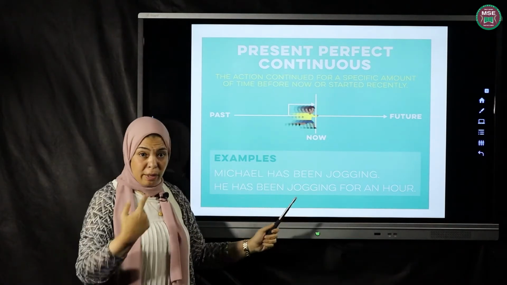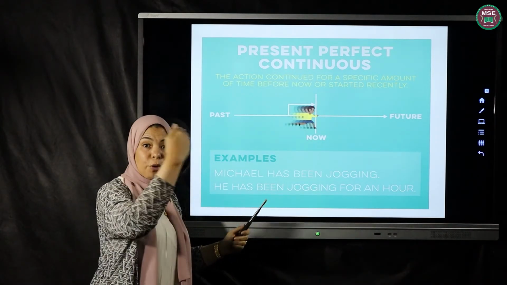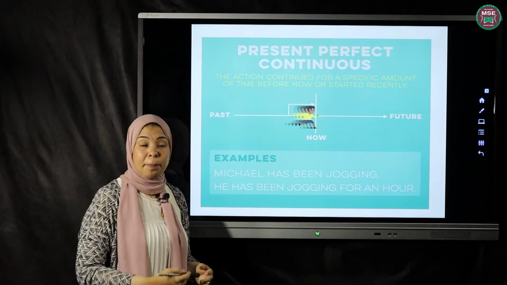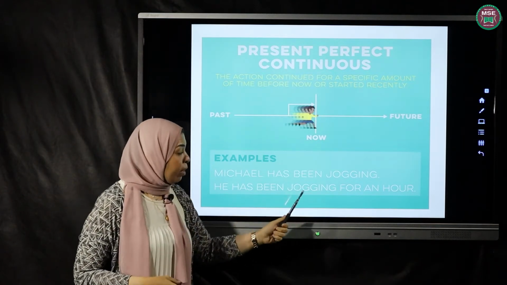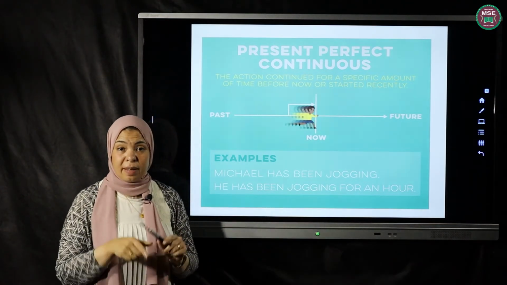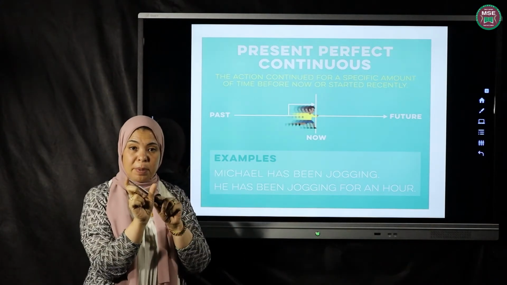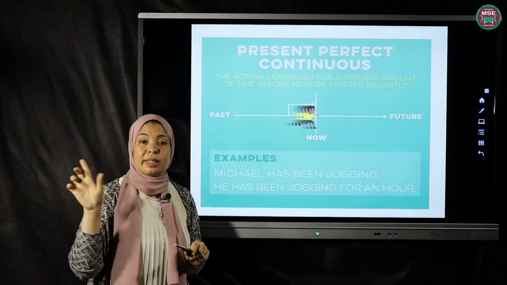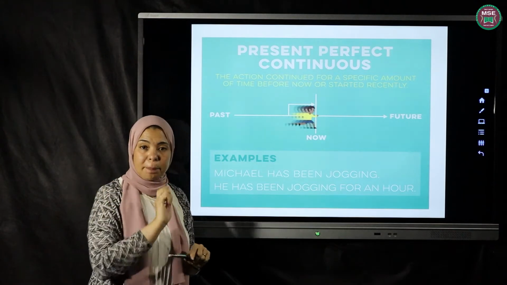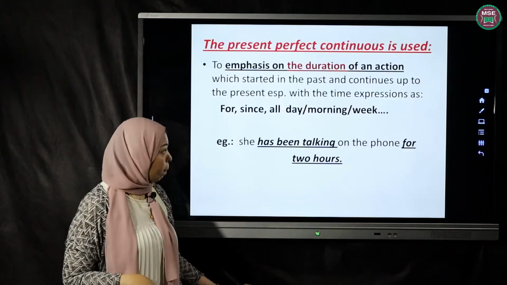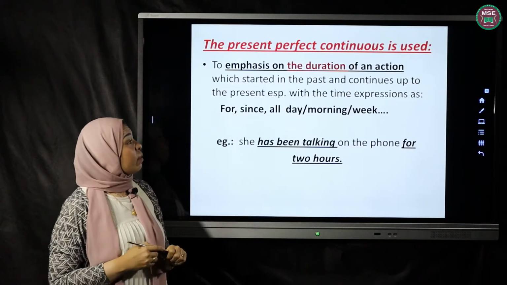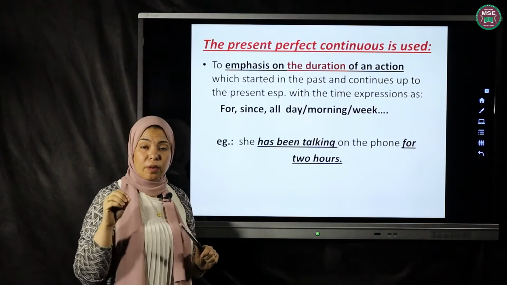Michael has been jogging. He has been jogging all morning. He has been jogging all day. He has been jogging for an hour. It means that the action of jogging takes a long time, or it takes time. The present perfect continuous is used.